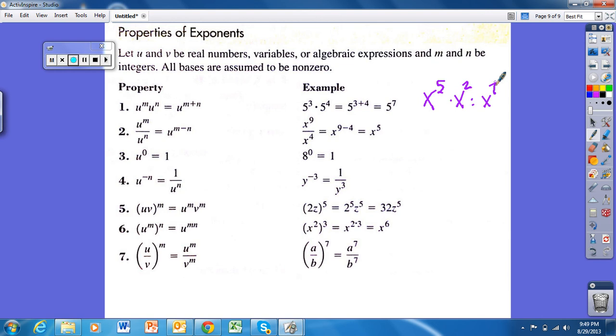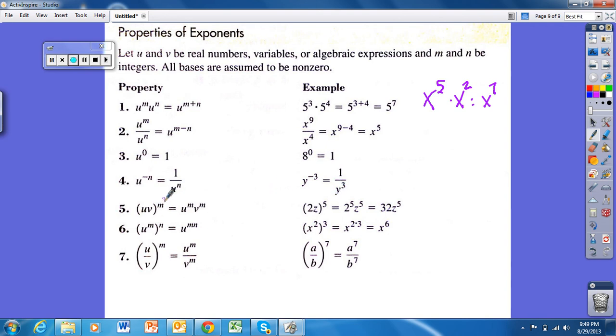Add the exponents. When you divide, you subtract the exponents. X to the 9th divided by x to the 4th is x to the 5th. Anything to a 0 power is 1. Anything. A negative exponent means to move it to the bottom, do the reciprocal. So y to the -3 becomes 1 over y to the 3rd.